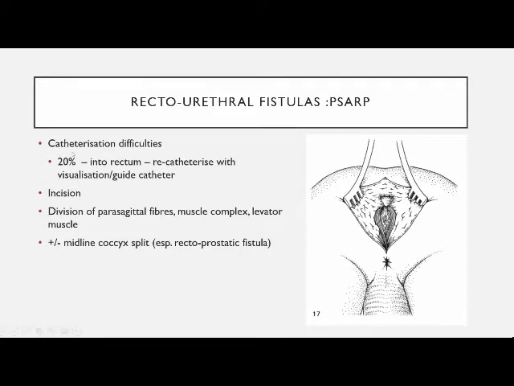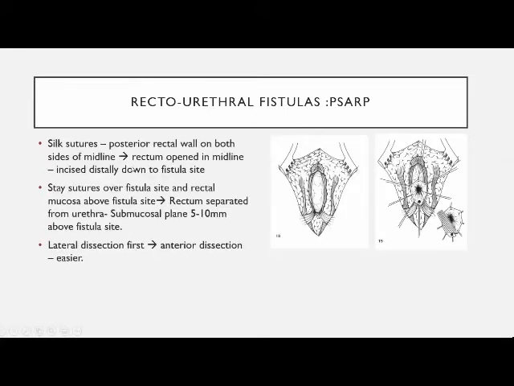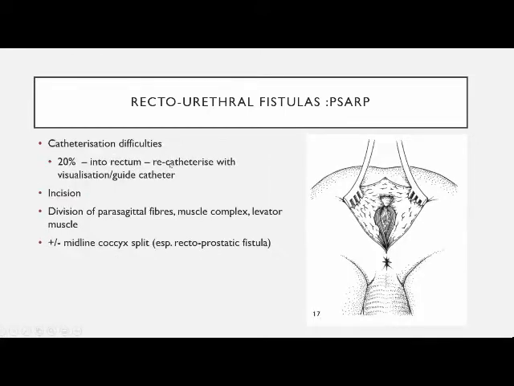Initially, at the start of the procedure, catheterization difficulties are noted. There is a 20% chance for the catheter to go into the rectum, and we'll have to recatheterize under direct visualization with a scope, or with the catheter threaded over a guide wire. Incision, as already described, and division of the parasagittal fibers, muscle complex, and levator muscle is done. In the midline, the coccyx may be split, especially in higher fistulas like rectoprostatic fistulas.